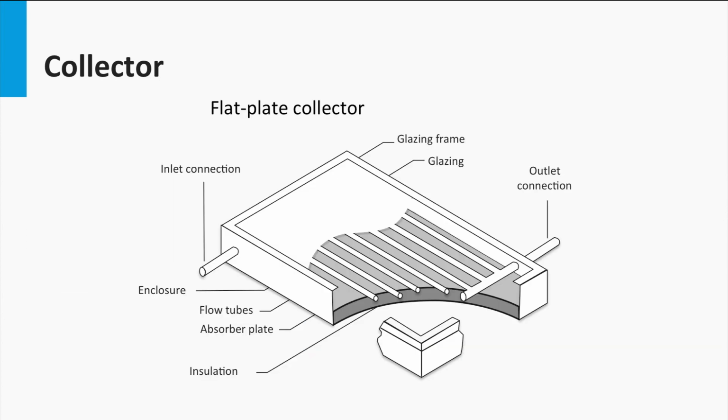Another way to classify collectors is by their shape. In that case, we can consider flat plate collectors and concentrating collectors. Flat plate collectors, as indicated by the name, consist of flat absorbers oriented towards the sun. They can deliver moderate temperatures around 100 degrees Celsius. They use both direct and diffused solar radiation, so they don't require tracking systems. The main applications are solar water heating, building heating, air conditioning, and industrial process heat.